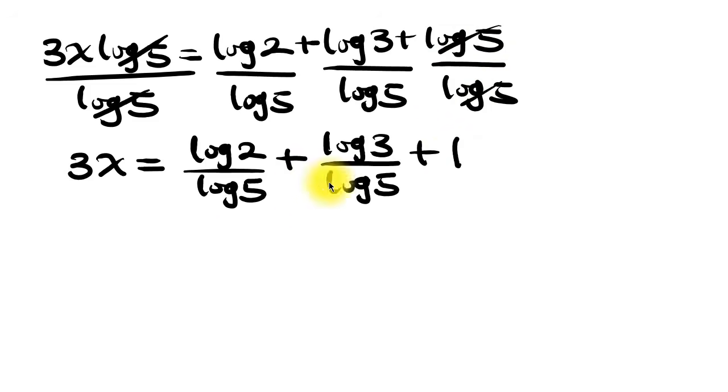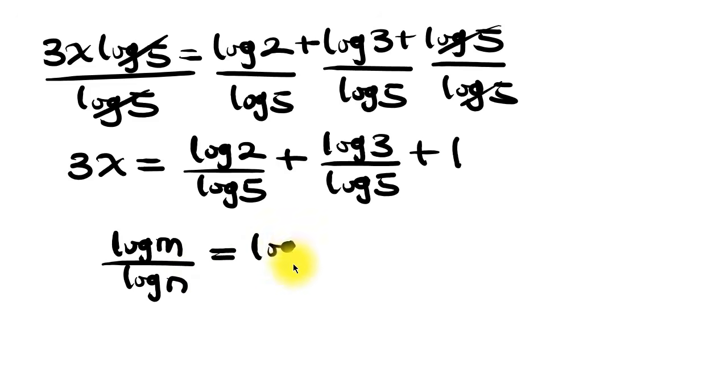Good. Now we can apply the property of logarithm here that says that when I have the log of m all over the log of n, for example, we can apply the property of change of base by writing this as the log of m, or we can say log base n, because this becomes the base of m. Very good. So expressing this in this form, we're going to have something that looks like this.